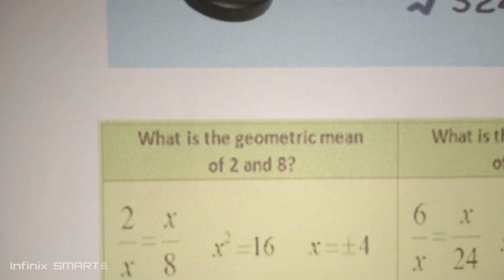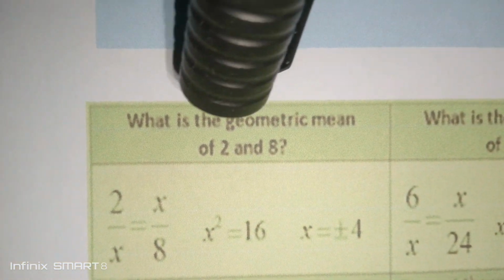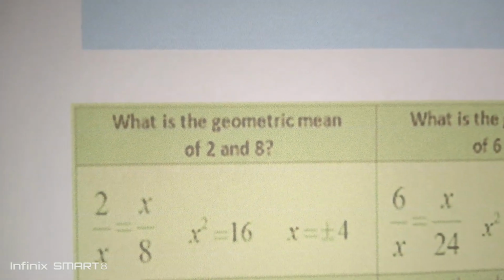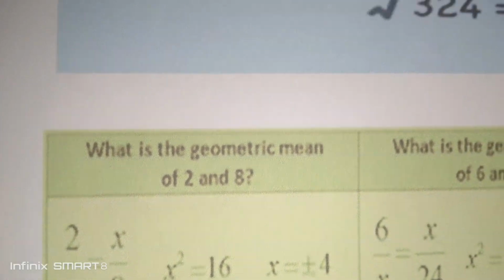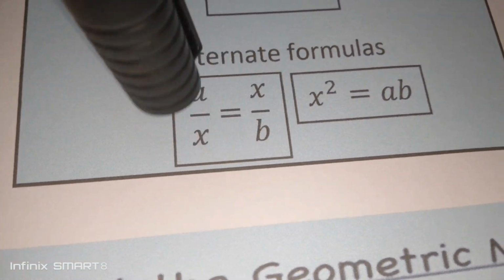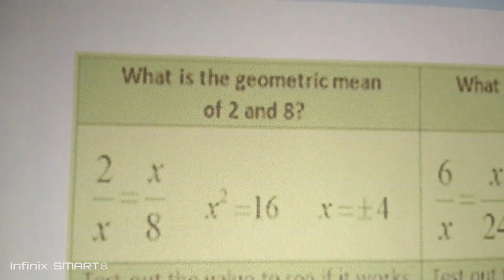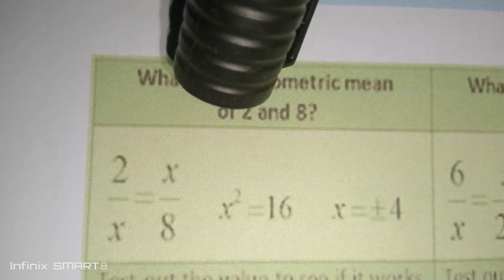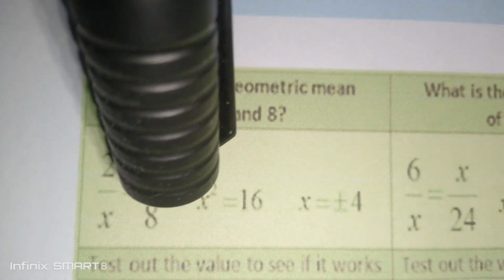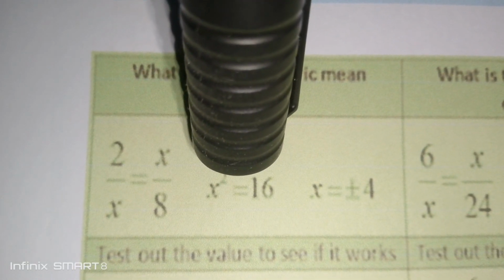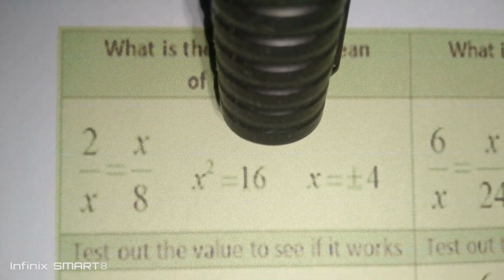Okay, so next, what is the geometric mean of 2 and 8? So, okay, applying the alternative formulas. Okay, so why not we use this one? A all over x and x all over B. Okay, so 2 all over x is equal to x all over 8. Then apply the cross multiplication. Okay, so x times x is x squared is equal to 2 times 8, giving us 16.